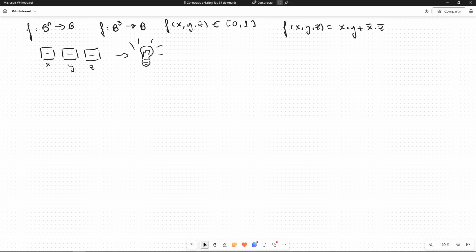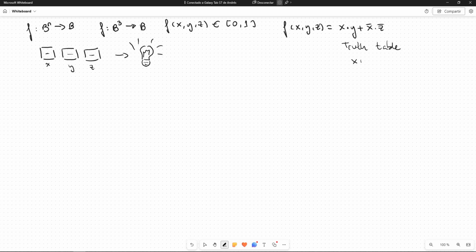Okay, so that's a logic function. If you remember, we saw as well a way of representing a logic function, that is the truth table. The truth table is a table that contains all the possible combinations of the inputs.